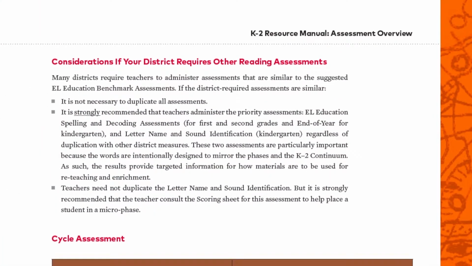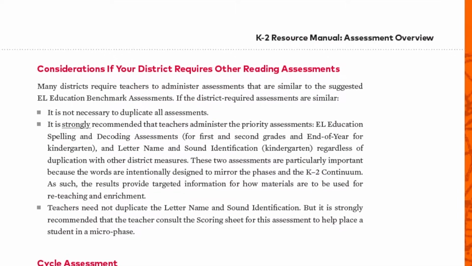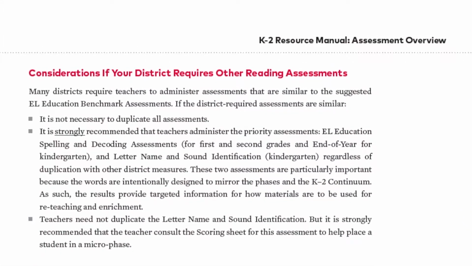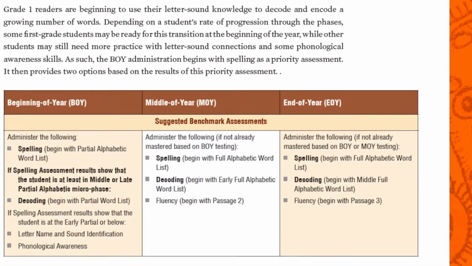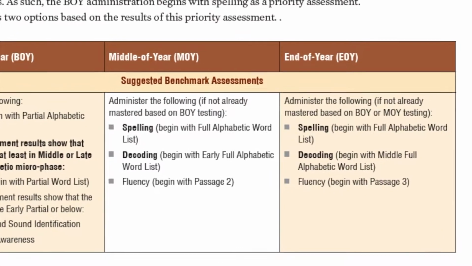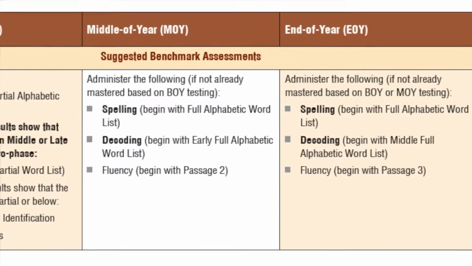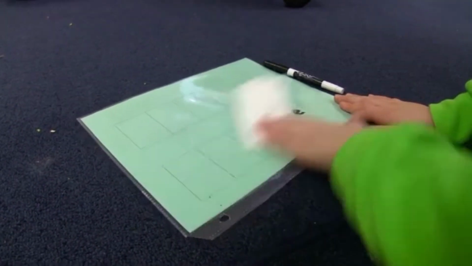If your district or school requires you to administer other assessments that are similar to skills block assessments, it's not necessary to duplicate. We strongly recommend that you administer all of the priority assessments, though, because of the strong correlation of the results with specific cycles of instruction. This will help you use the curricular materials effectively and target your instruction to the needs of your students.